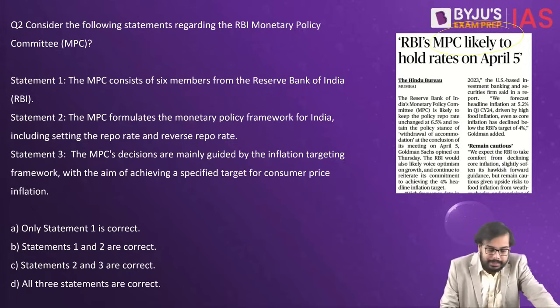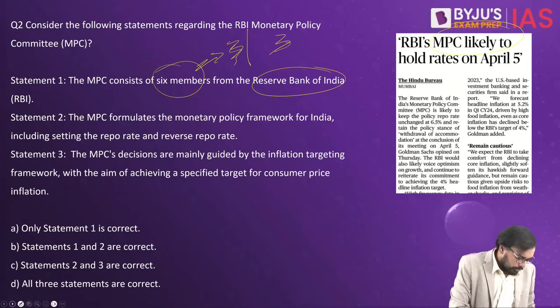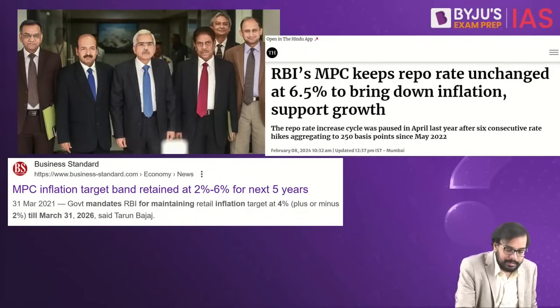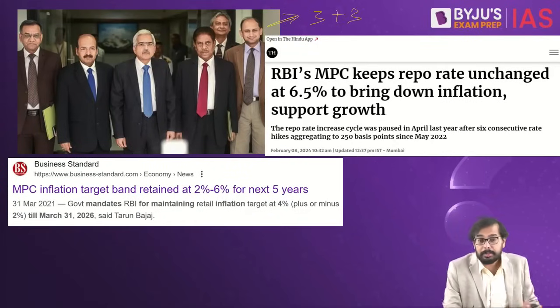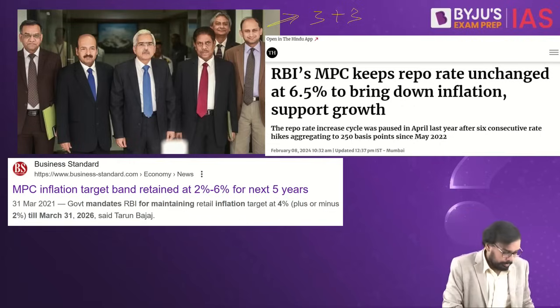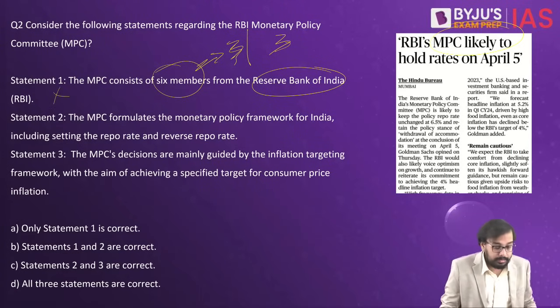It is true, it is 6 members. This is absolutely true, but they are not from the RBI. Out of these 6, only 3 members are from RBI, and the remaining 3 members are from the Government of India. So if you see here, this is your Monetary Policy Committee. This is 3 plus 3. 3 members are from RBI and 3 members from the Government of India. So again, this statement is wrong. That is, statement 1 is absolutely wrong.